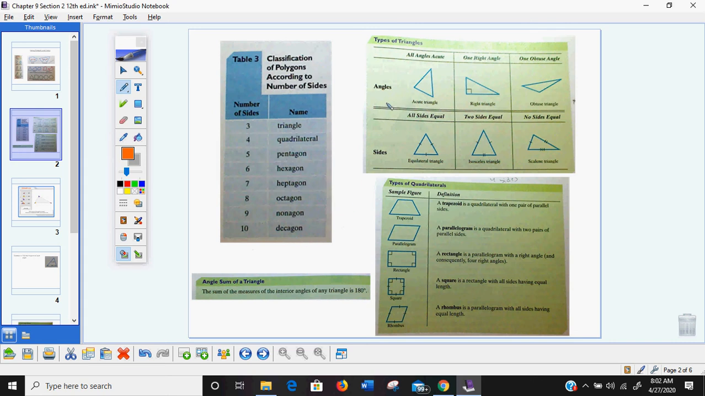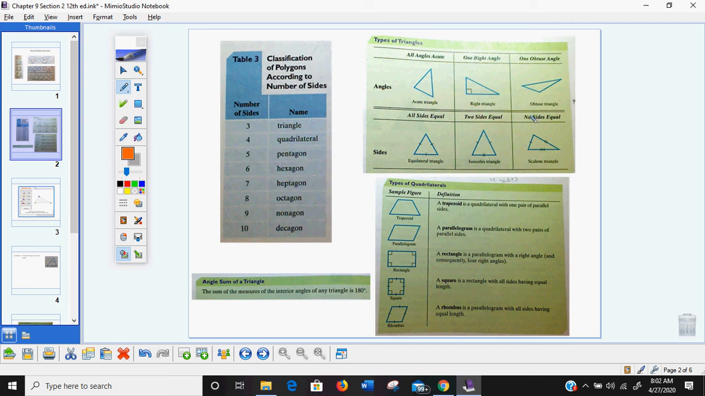We have special ways to name triangles, the three-sided figures. If all the angles are smaller than 90, we call it an acute triangle. If one angle is 90 degrees, we call it a right triangle. And if one angle is bigger than 90, like this one, we call it an obtuse triangle.